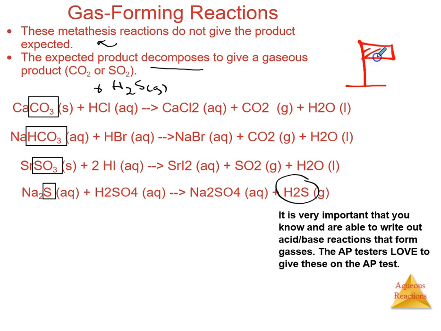If you come across any of these when you go to balance and do a net ionic, you have to be careful. Okay? They are the carbonate ion. If you see something with the carbonate ion that reacts with an acid, it's going to produce water and carbon dioxide. If you see the hydrogen carbonate ion, it's going to also be like the carbonate ion and decompose and form CO2 and water.